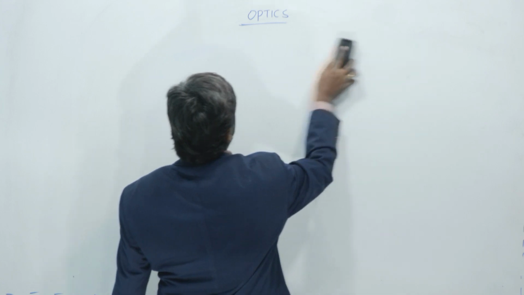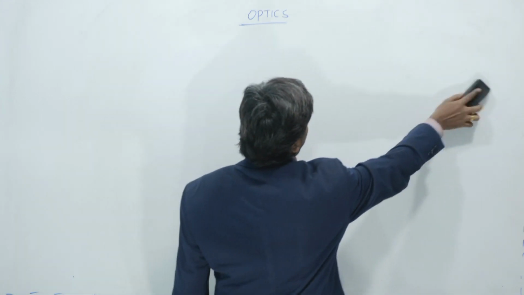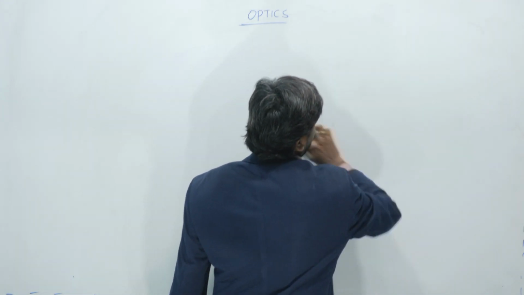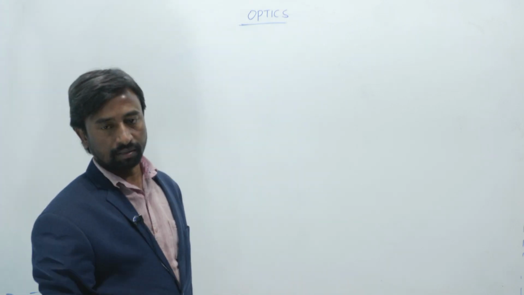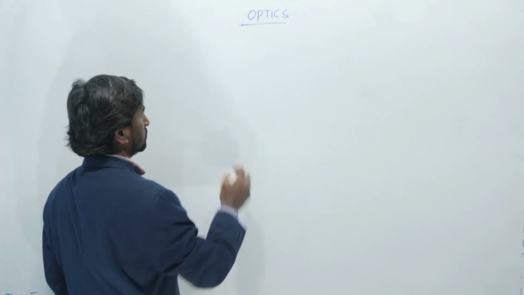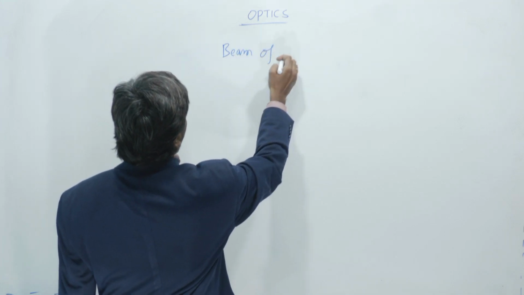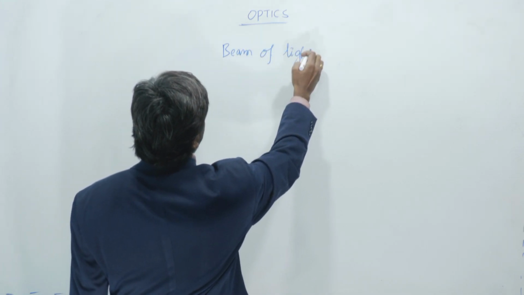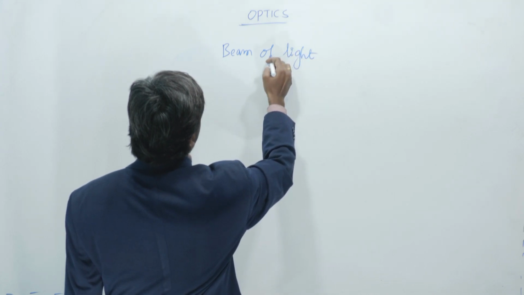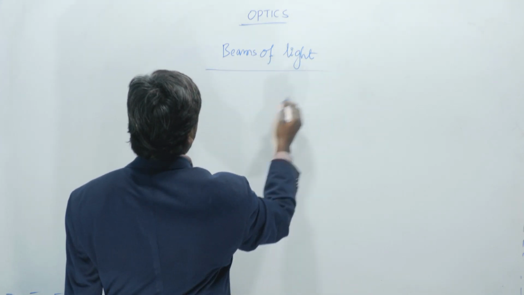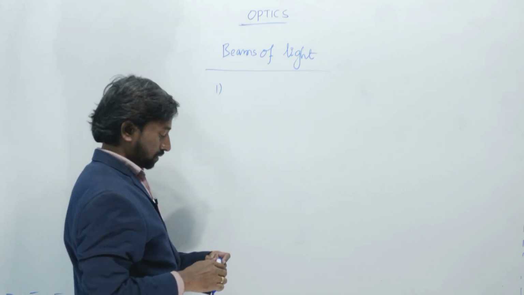Now we'll see the types of beam of light. We have learned about the beam of light. There are different types of beams of light. Here there are three types of beams of light.